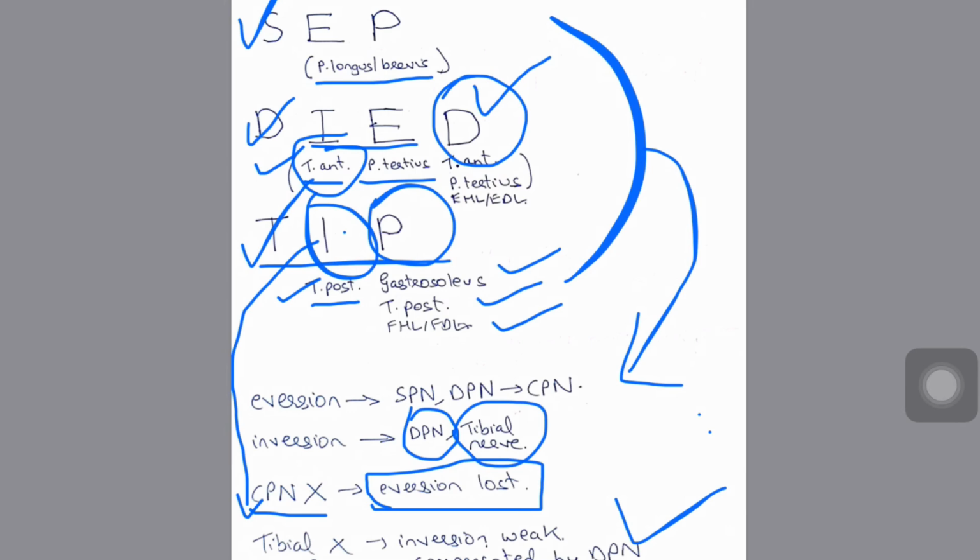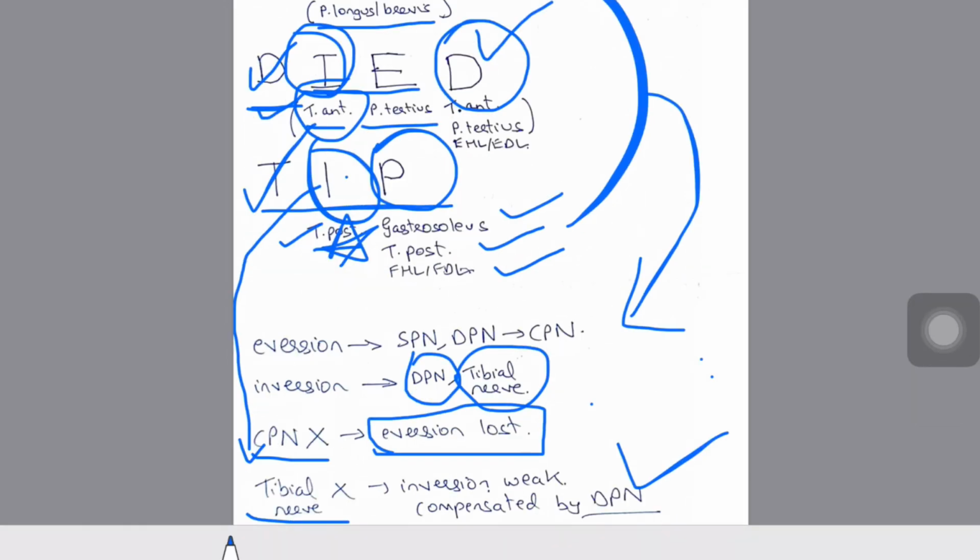Okay, so again I repeat the concept: if common peroneal nerve is damaged, then eversion is lost, because both SPN and DPN, superficial and deep, are the branches of common peroneal nerve. But whenever the tibial nerve is damaged, inversion is not lost completely because it is compensated by tibialis anterior, that is because deep peroneal nerve is intact. Okay, so these are the clues.